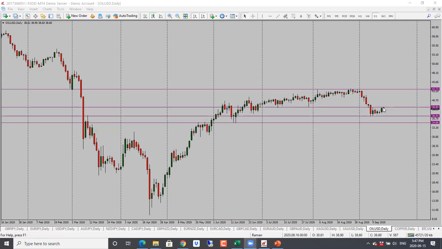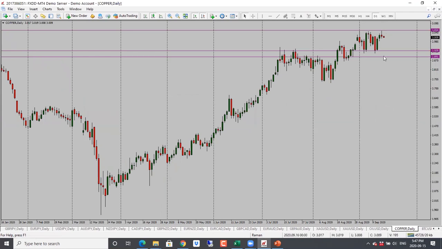And again, if it holds below here, we are looking for a drop. And tomorrow we also have oil inventories coming out. So this is another one that may be volatile because it looks like we have news for everything tomorrow.